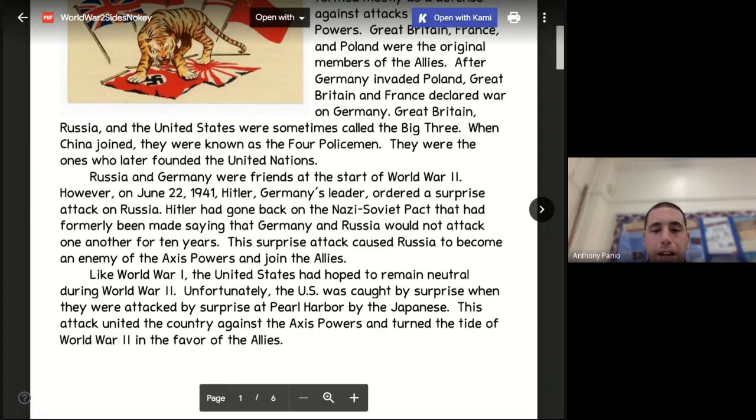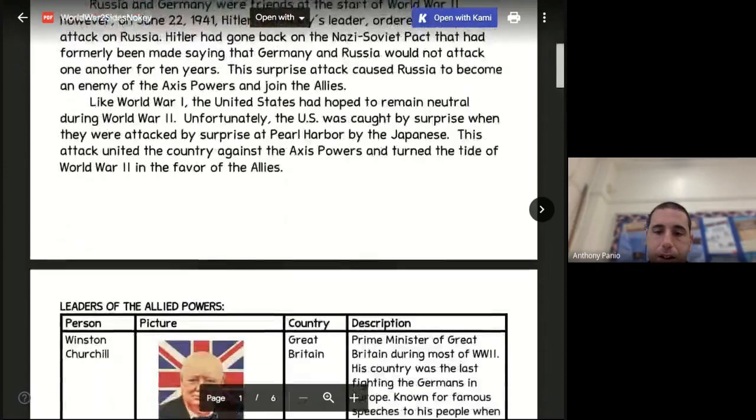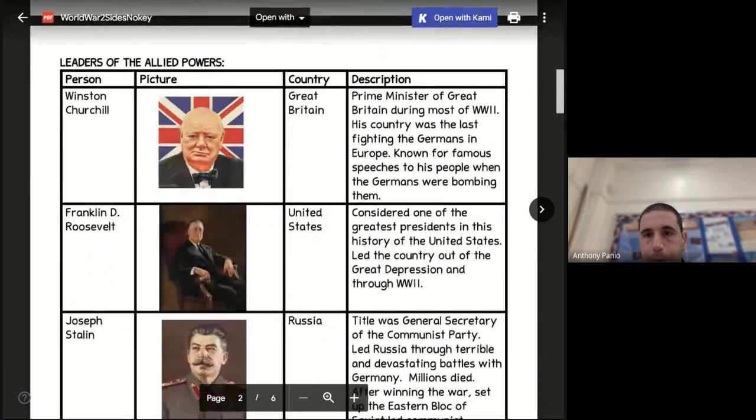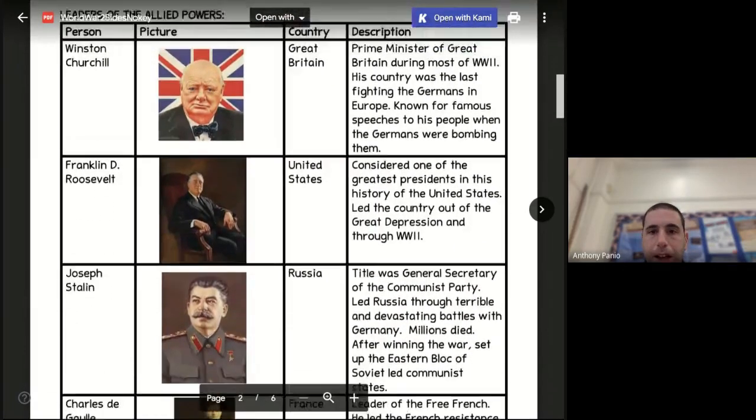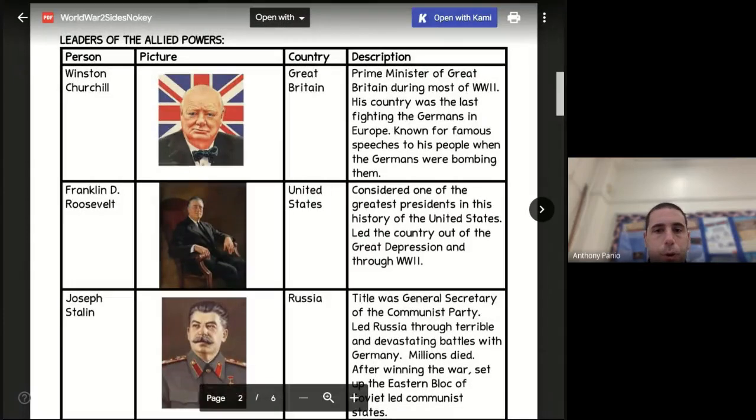This attack united our country against the Axis powers and turned the tide of World War II in favor of the Allied countries. Okay, so now we have the leaders of the Allied powers. Let's first start with Winston Churchill.